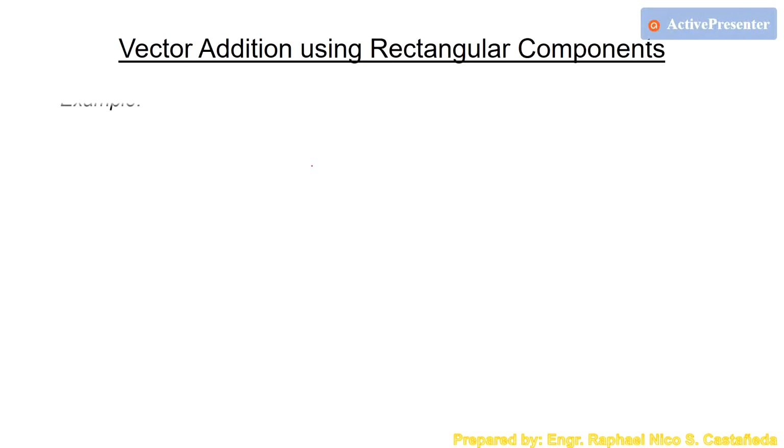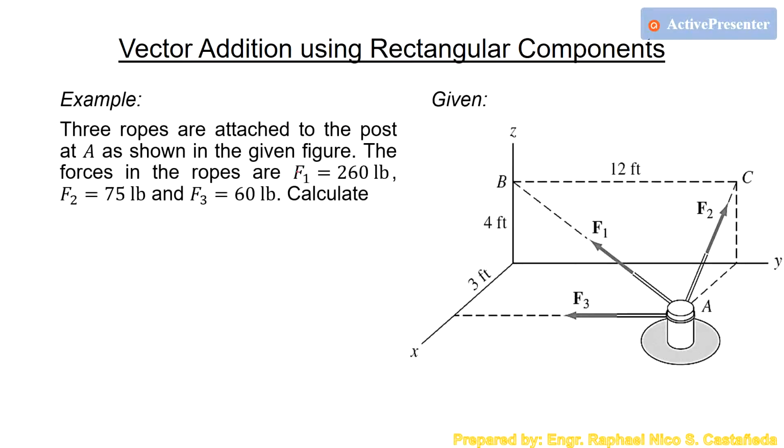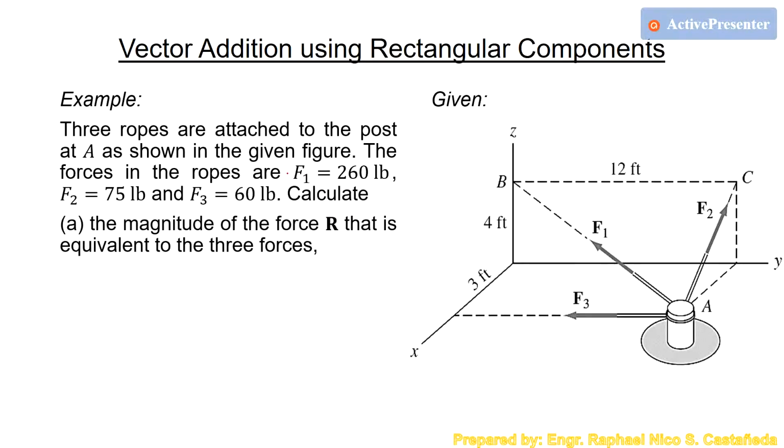Let's have here an example for a three-dimensional force system. We have here 3 ropes attached to the post at A, as shown in the given figure. The forces in the ropes are F1 60 pounds, F2 75, F3 60 pounds. Calculate, letter A, the magnitude of the force R that is equivalent to the 3 forces. Basically the force R is the vector sum of F1 plus F2 plus F3, the 3 vectors concurrent at point A.